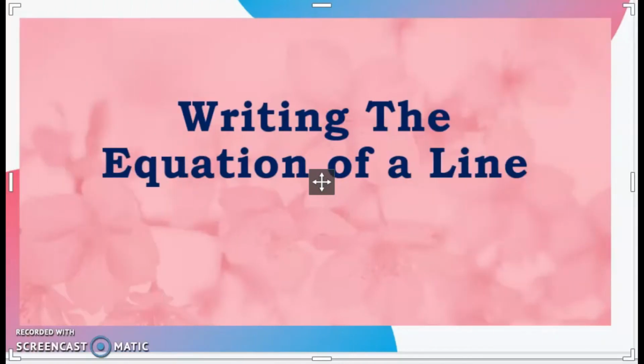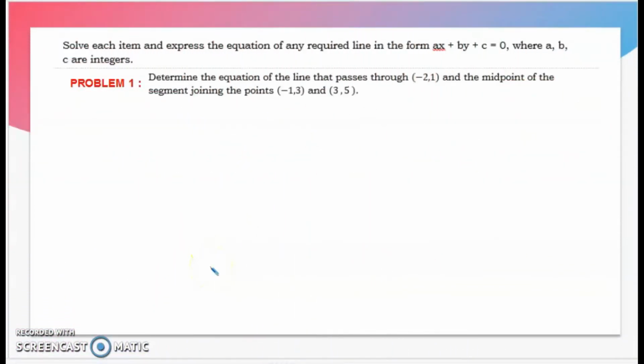In this video, you will learn how to write the equation of the line given some conditions. Okay, let's start. Okay, let's have the first problem.